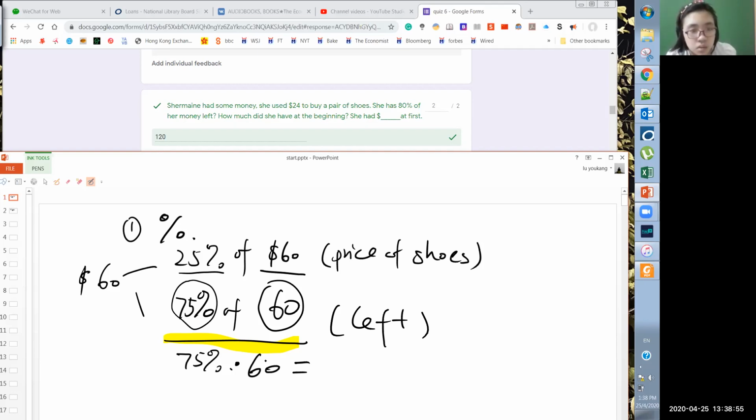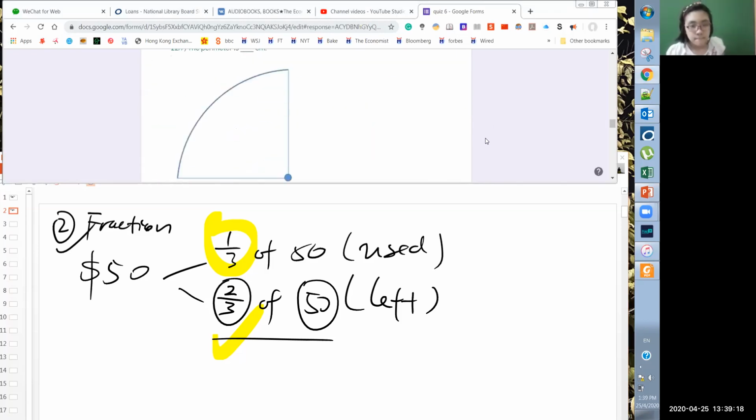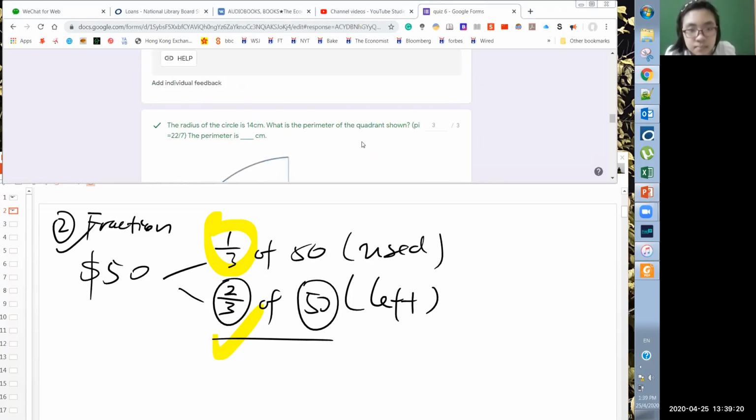Very good. Okay, so this is one way to find out what is left, by using the branch method. Remember, branch method for percentage, branch method for fraction. So I need you to memorize these two. Very good. Next question.